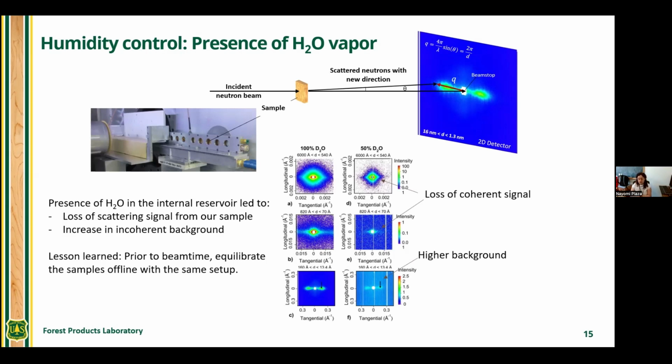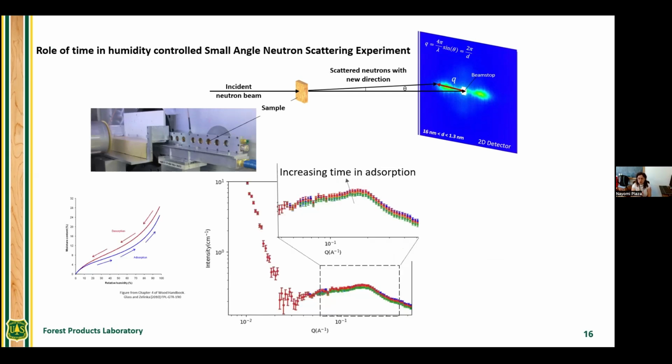So one of the things that we started doing was that prior to beam time, I would always arrive, and I still do, a couple days ahead. I make sure to equilibrate my samples offline using the same setup I'm going to have in the moisture-induced scattering experiments, and have them all dry in dry conditions so that I can start also on the right side of the sorption isotherm, because wood also has hysteresis, and moisture-induced swelling could potentially have hysteresis. We did not know. So that was another thing that we controlled during our experiments.